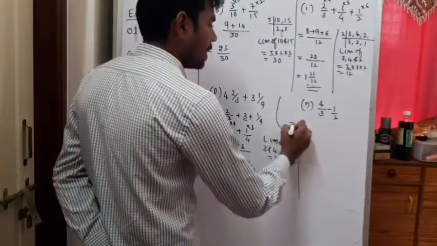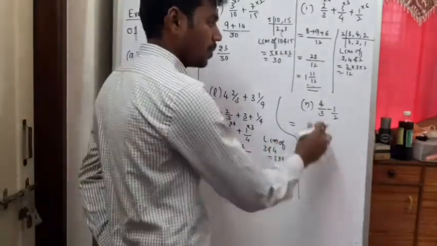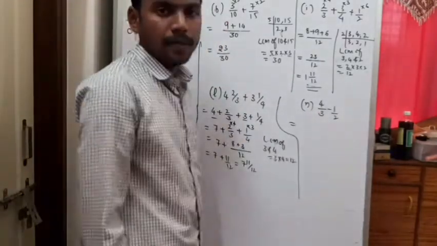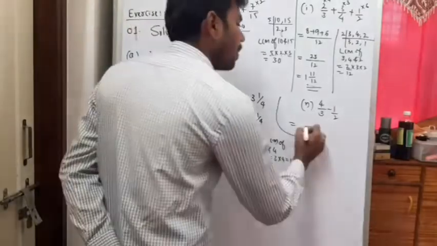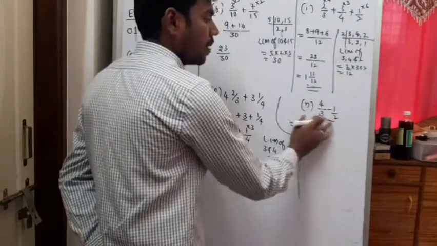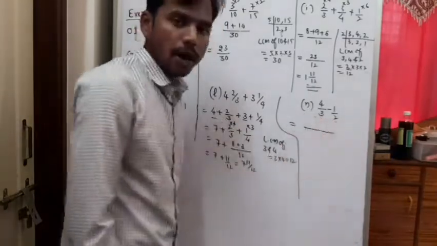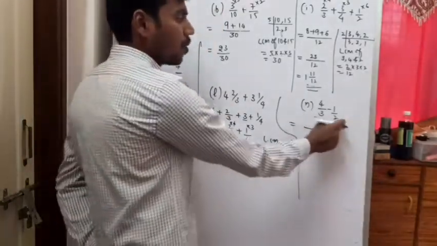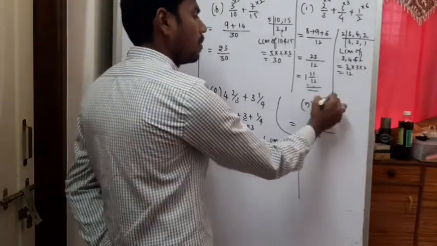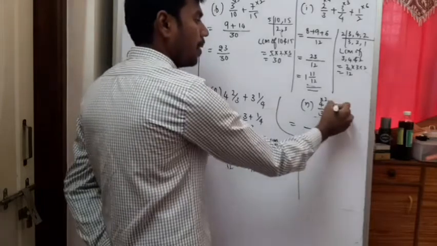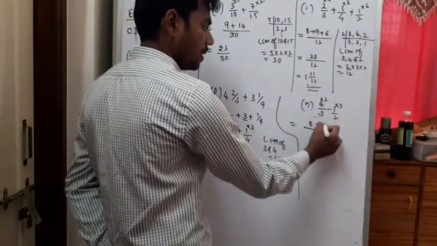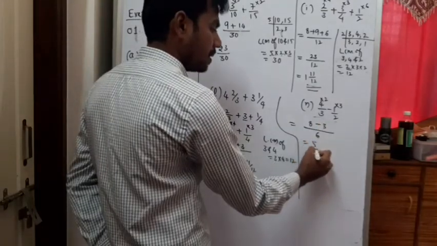Next, subtraction is very much similar to the previous one. So 3 and 2 are there in the denominator. Take the LCM. Since 3 and 2 are co-prime, the product of the numbers will give you the LCM because they don't have a common factor. 3 2s are 6, to make it 6, I need to multiply with 2. 2 3s are 6, I need to multiply with 3. 4 2s are 8, minus 1 3s are 3. 5 by 6, this is the answer.